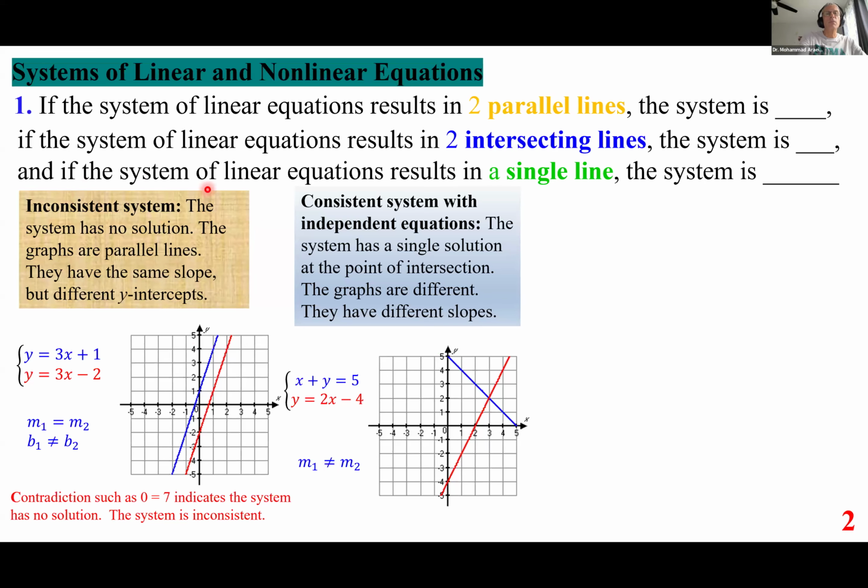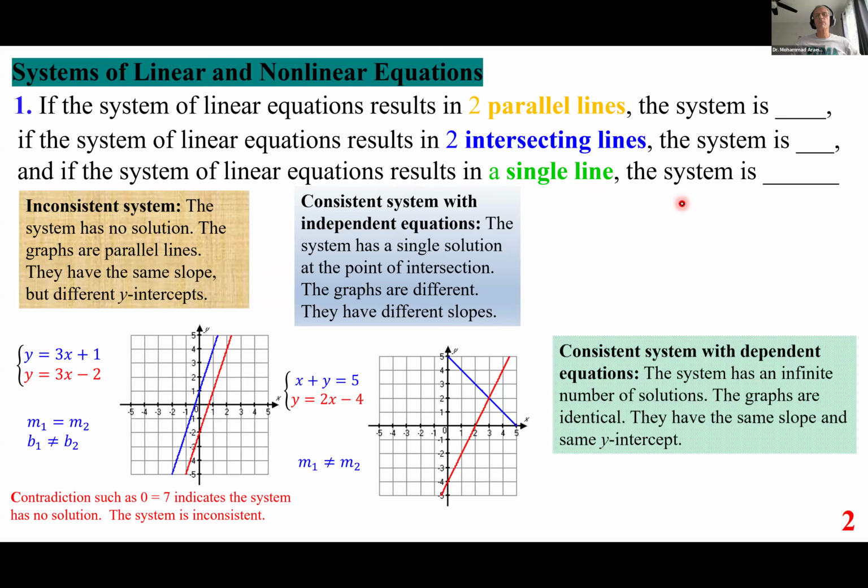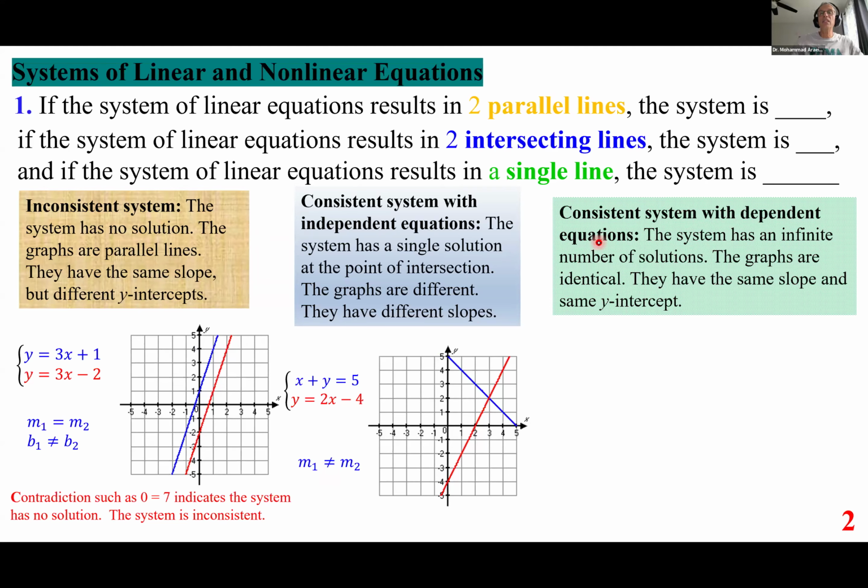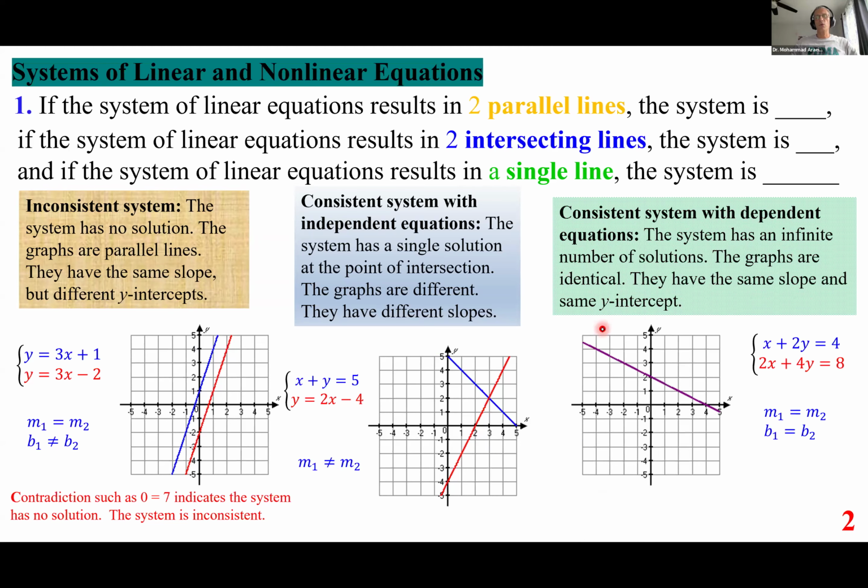Finally, if the system of linear equations results in a single line, the system is a consistent system with dependent equations, or in short, just a dependent system. The system has an infinite number of solutions. The graphs are identical. They have the same slope and the same y-intercept. So ultimately, the lines are on top of each other. If you solve them for y, they become identical. Not only is M1 equal to M2, also B1 is equal to B2.